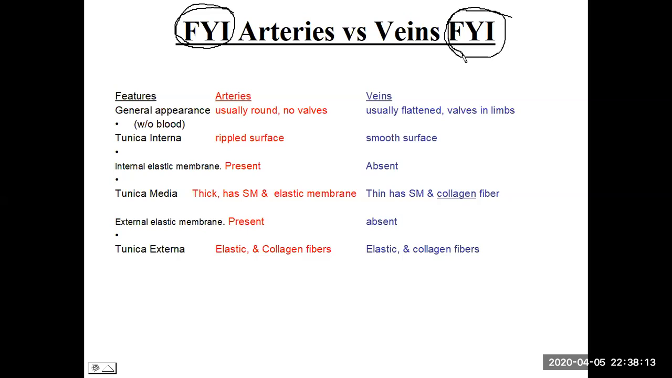So I'll just pause here for a moment. And you can stop the video if you need more time. But a good summary comparison between what we've already discussed.